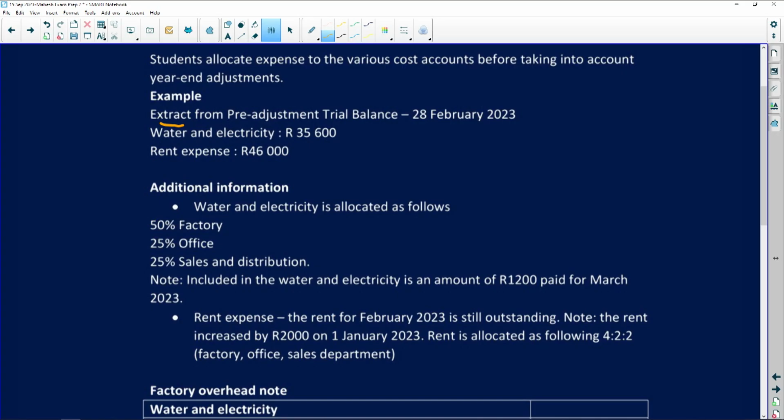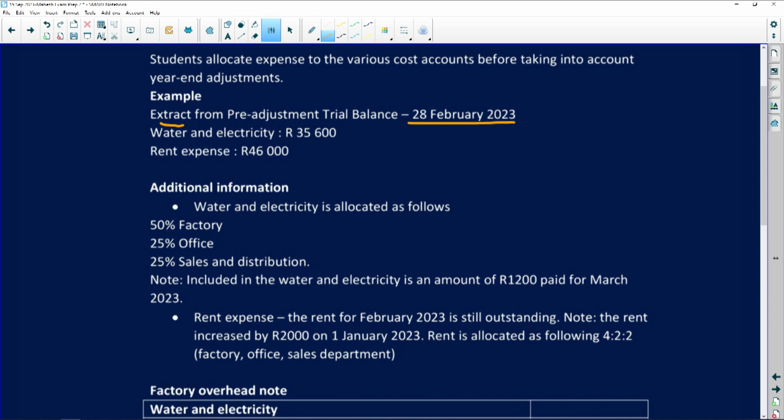Okay, so let's go back into year-end adjustments and let's focus on the errors that you guys sometimes make. So I was busy looking at, before the ad break, an example, right? I just started reading, so let's now continue. An extract from the pre-adjustment trial balance given to us on the 28th of Feb 2023. So that's my financial year.